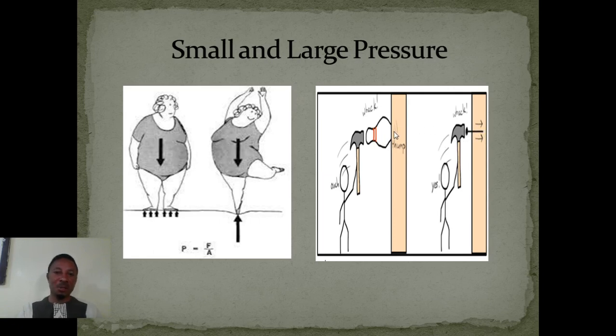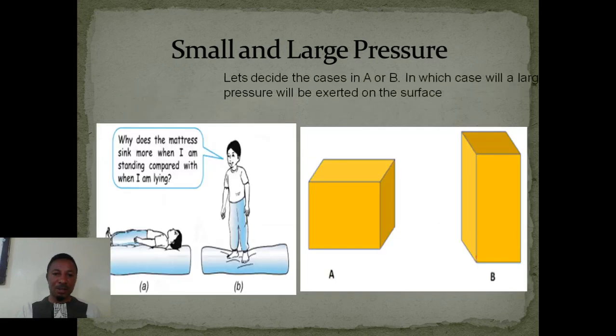Can you tell me the reason? Do you have an idea? Because of the area, right? The area in contact with the surface is small, and so it pierces through. It has more pressure, it penetrates through, it exerts more pressure inside the wall, right? Good. Now we're going to decide the next case.